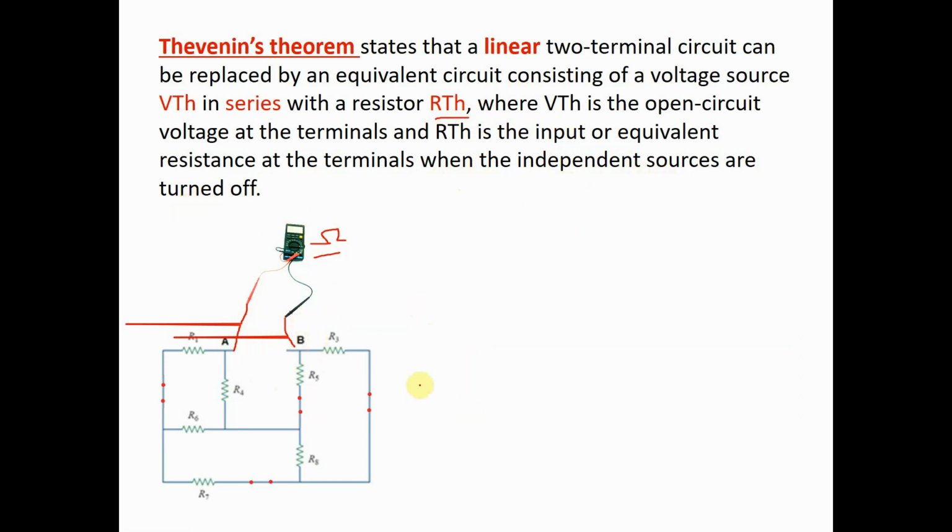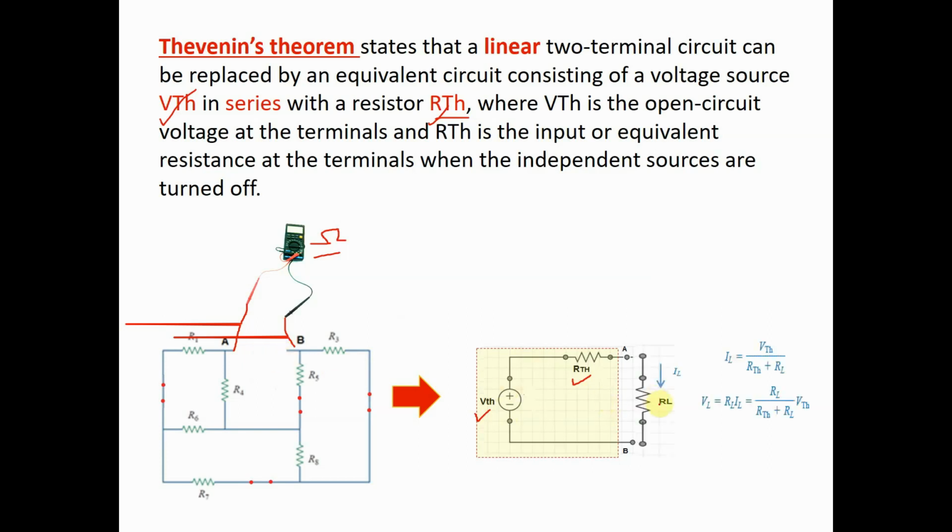Okay, after that, what's the next procedure? We now have the VTH, we now have RTH. The next procedure is just to connect them in series. Our source will now be VTH, and our resistor RTH in series with VTH. And what about RL? We can now connect RL at points A and B where we removed it before. Let us connect it here, and then we can calculate the value of IL.